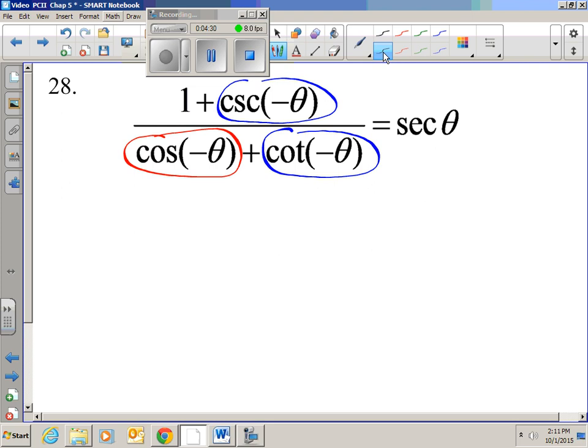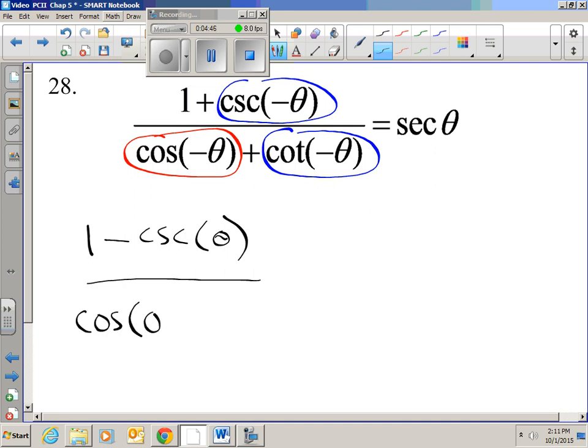So I'm going to rewrite this as 1. I'm going to change that plus sign to a minus sign. Cosecant theta over cosine theta, of course, is even. So cosine negative theta is equal to cosine positive theta. And now this is, lastly, an odd one, so I'm going to change that sign to minus cotangent theta. And that I want to equal secant theta.